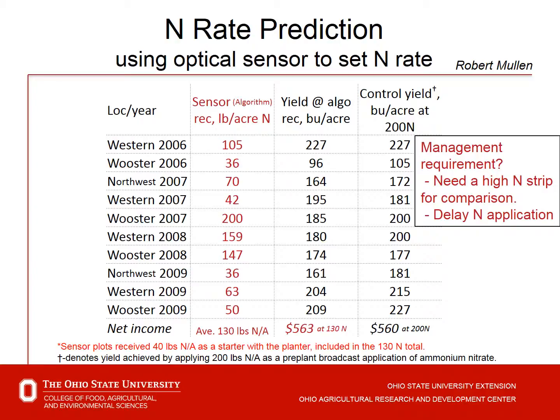And then the key point here is 200 pounds of nitrogen versus 130. That's 70 pounds of nitrogen that may have been saved from a loss from that field. Think of it in those terms. I do want to point out some management requirements here. We do need a high nitrogen rate strip for comparison, so we can make that determination of what the crop should look like versus the other. And then we would use an algorithm to determine our nitrogen recommendation, and we have that set for Ohio.